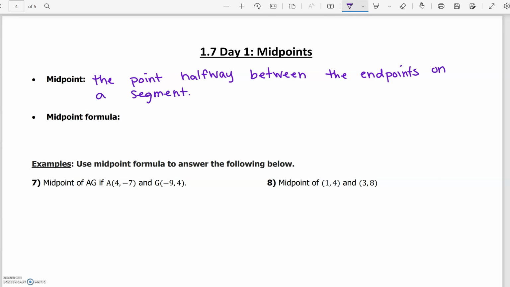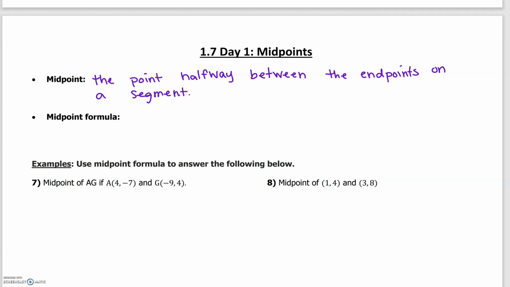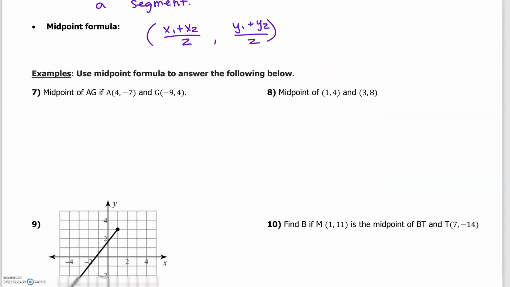So we have a formula that we can use to find this. If we were just looking at a number line, we would just add the two numbers and divide by 2. So when we have coordinates, we just do that twice. So we add the x's and divide by 2, and we add the y's and divide by 2, and we get the midpoint between those 2 points.